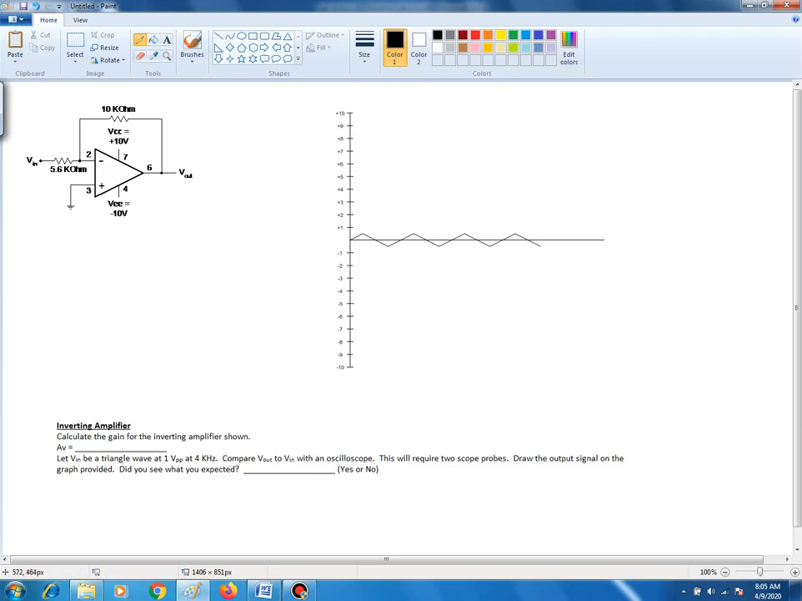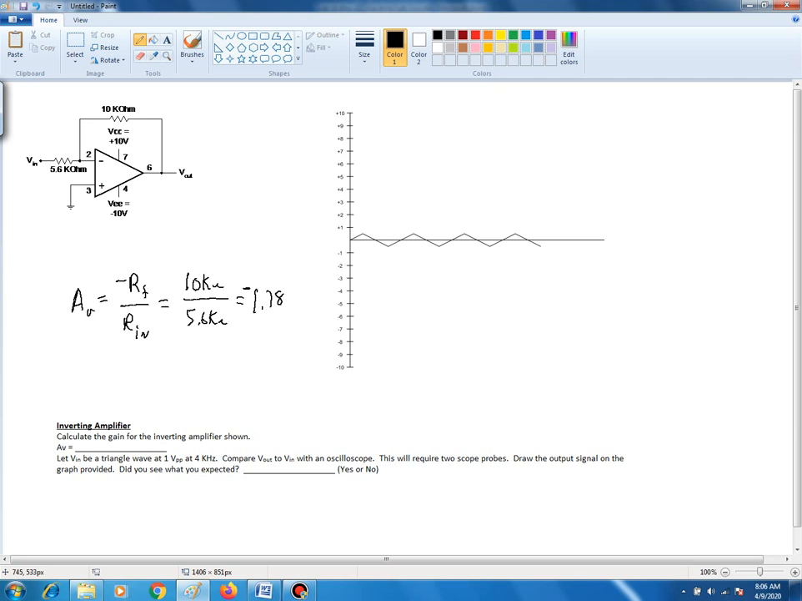For the inverting amplifier, we have the gain equation where A sub V is equal to negative RF over Rin. Our feedback resistance is 10 kilo ohms. Your Rin value is 5.6 kilo ohms. So let's figure out what the gain is. The gain is 1.78. Now this of course is a negative 1.78.